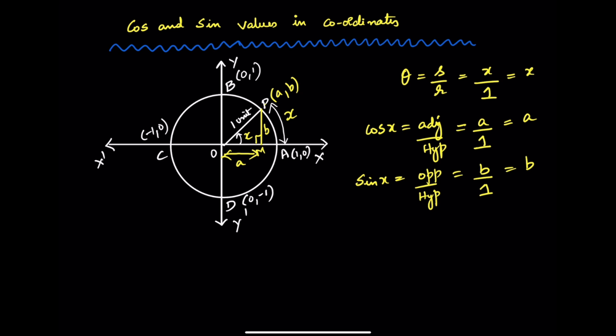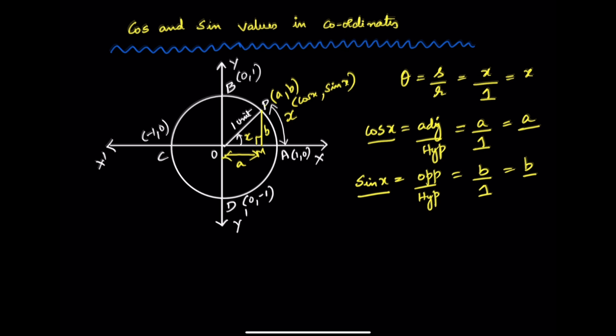Now what did we understand here? We found that the x coordinate, which is a, is cos x, and the y coordinate, which is b, is sin x. So point P can be written as cos x comma sin x. So this is the coordinate that we found at P. Now we know that x comma y, the coordinate, is cos x comma sin x.